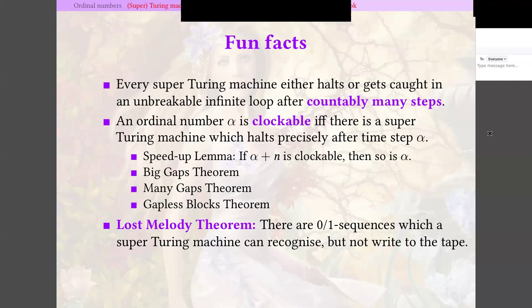And the same phenomenon happens with super Turing machines. There are certain infinite 0-1 sequences which a super Turing machine can recognize but not write to the tape. So there's a Turing machine which correctly outputs yes or no, depending on whether the tape is initially filled with this special 0-1 sequence. Okay, so it can detect that sequence. But given a blank tape initialized with zeros, no super Turing machine can write down the 0-1 sequence. Lost melody.